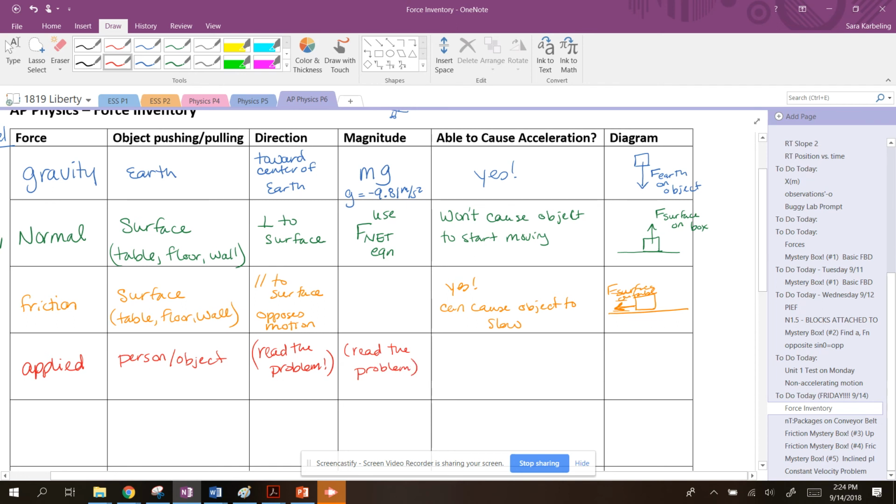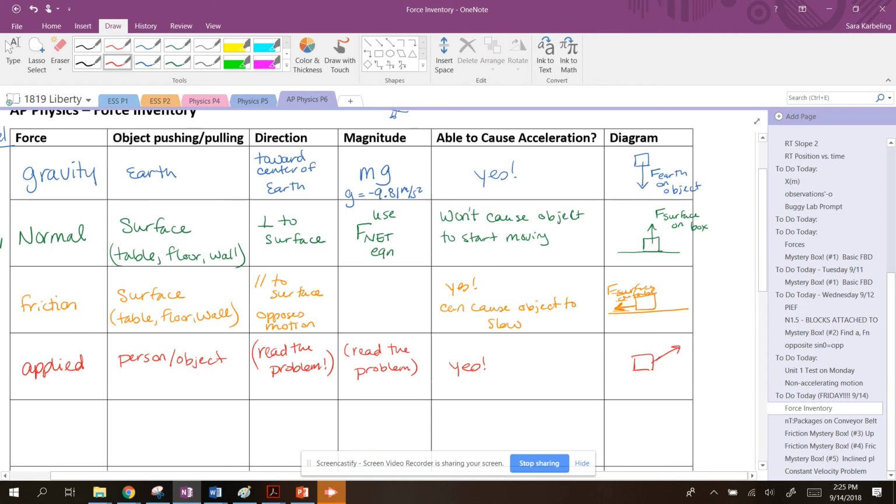Is it able to cause an acceleration? Yes, for sure. It could slow things down. It can speed things up, right? I applied a force, an applied force. We did this yesterday with the ball, and I sped up that ball. Harrison was over there, and he slowed down the ball, right? So it can cause positive or negative accelerations. It can also cause circular accelerations. We'll get there, not today, okay? The diagram, literally, it's just going to be in whatever direction it's in.